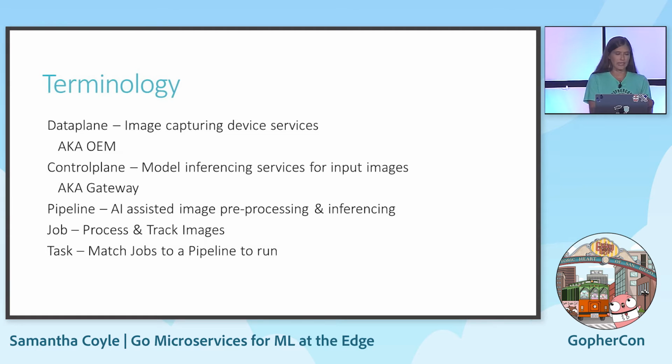A different machine. We also had the control plane, which is where the brains of the operation lives. This is where our model inferencing services for those input images happens. We called this the gateway. Then we had a pipeline. So this is AI-assisted image pre-processing and inferencing. We have jobs, which process things as they track through the system. And then we have tasks, which match jobs to a pipeline. So if you don't remember all of that, that's fine. I will show you visually.